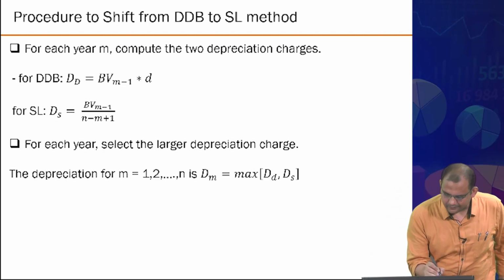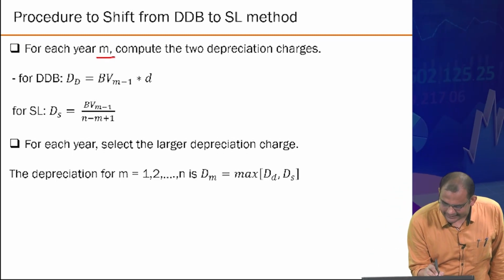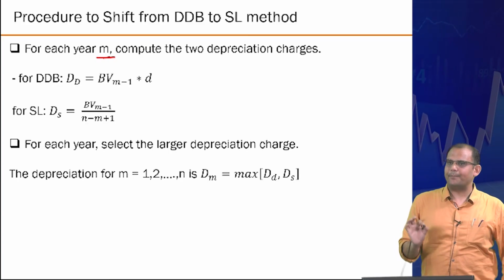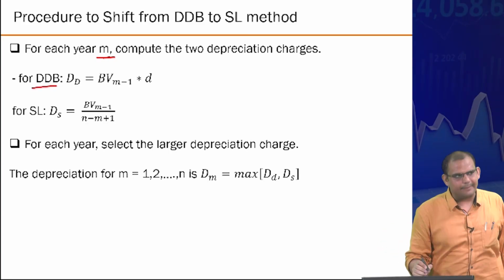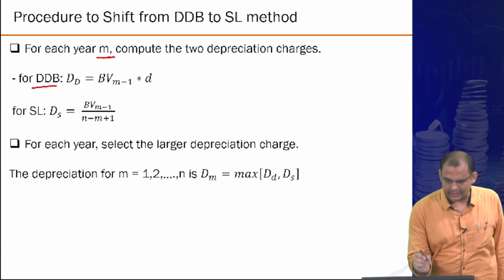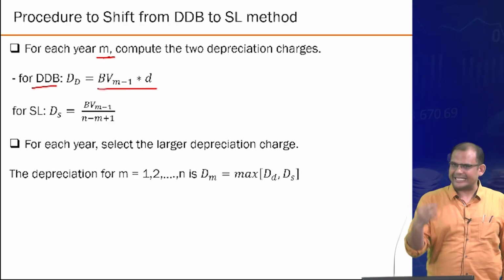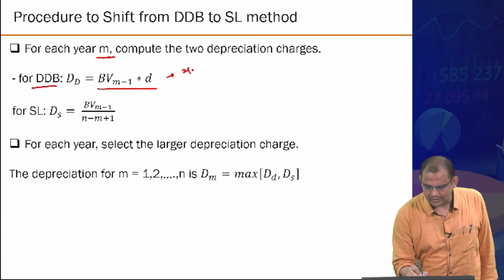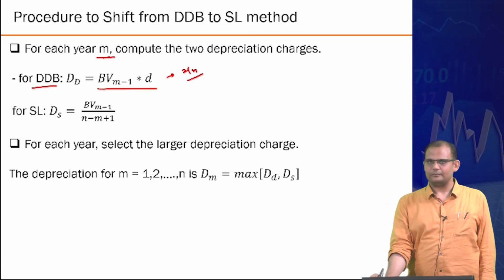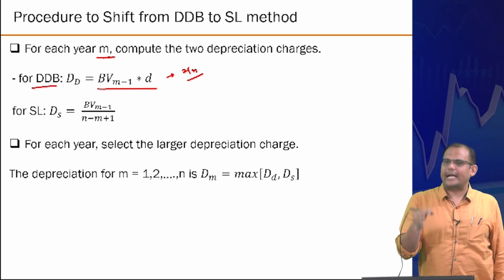So, how to do it? For each year M, you need to compute 2 depreciation charges. First is using the DDB method, which is simple. We have already looked at the formula. So, this is the instantaneous value multiplied by the small d, which in this case is 2 by N, at that point of time t.